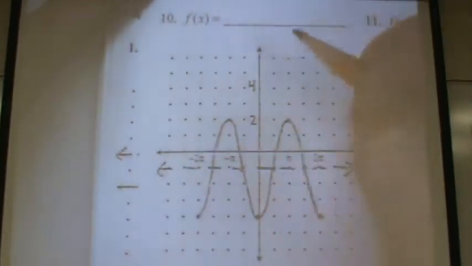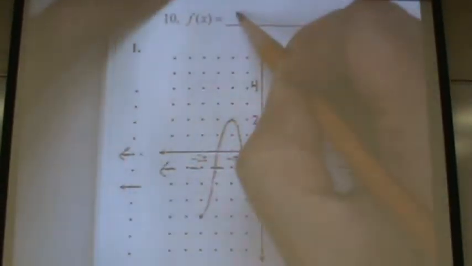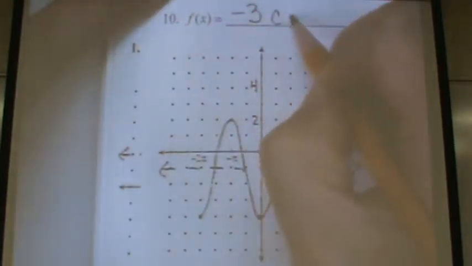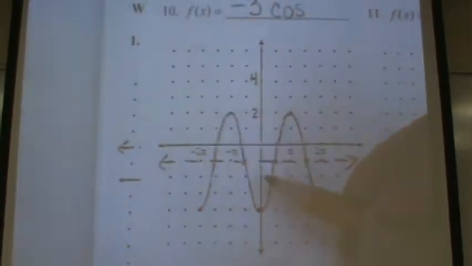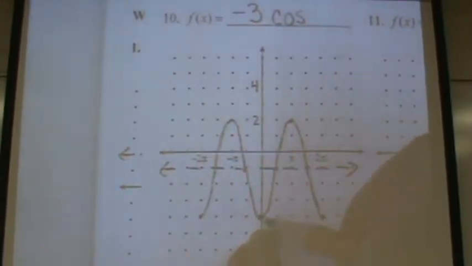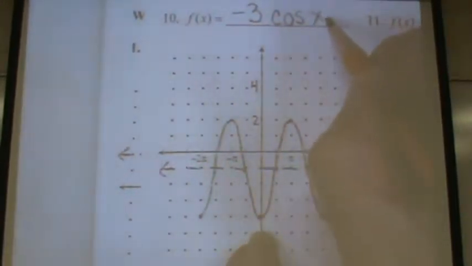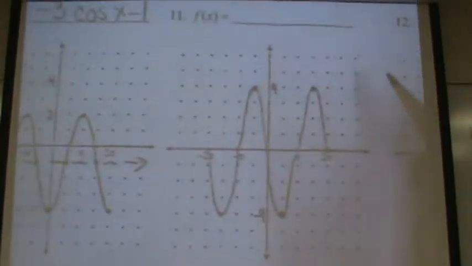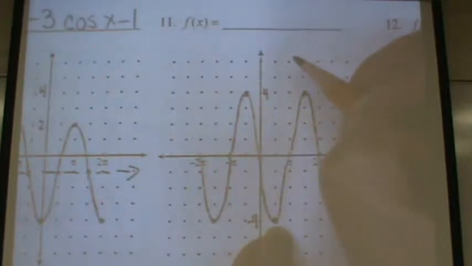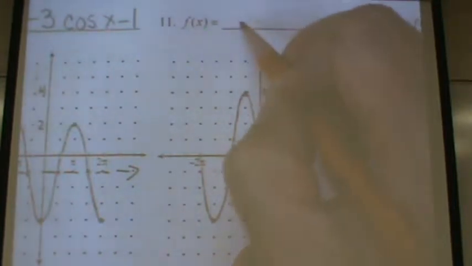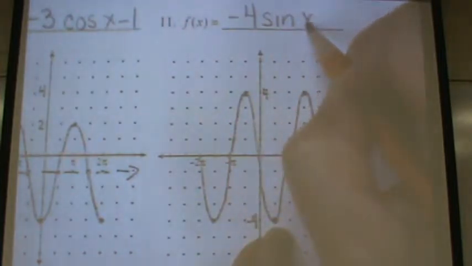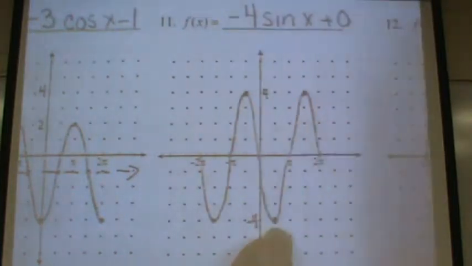Number 10. Negative cosine. What's the amplitude? 4? Negative 3. I can't see these dots. No, that's 4. From here, 1, 2, oh, you're right, my bad. Negative 3 cosine x minus 1. Number 11. What kind of number goes in front? Negative 4 sine x plus nothing.